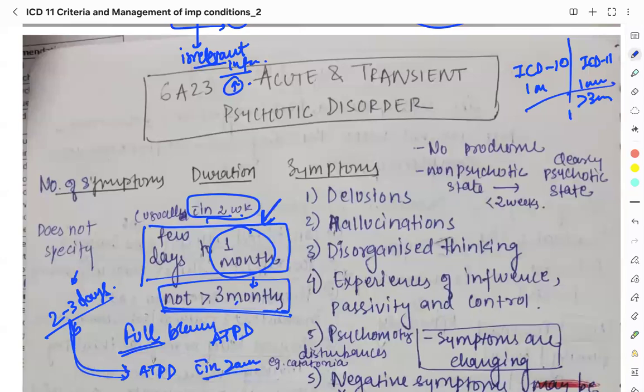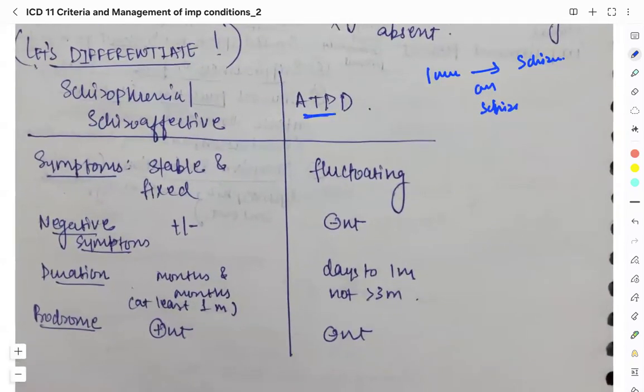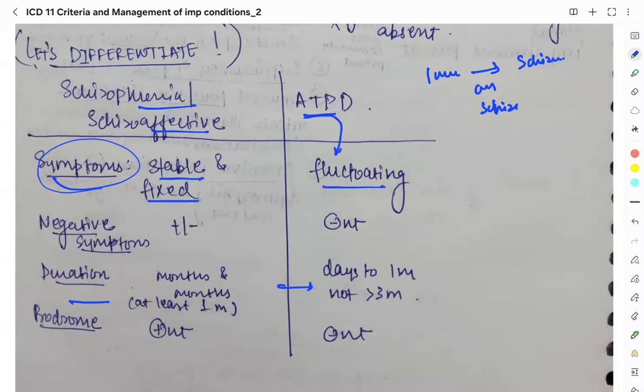All right. But in clinical settings, we usually go with the 1 month part of that. So this is one difference in ATPD. The other difference is duration. The other difference is the symptoms. The symptoms in schizophrenia or schizoaffective disorder will be stable and fixed. But in ATPD, they will be fluctuating. Even day-to-day fluctuations and even hour-to-hour fluctuations can be seen.